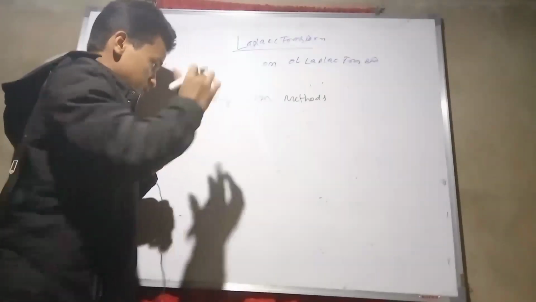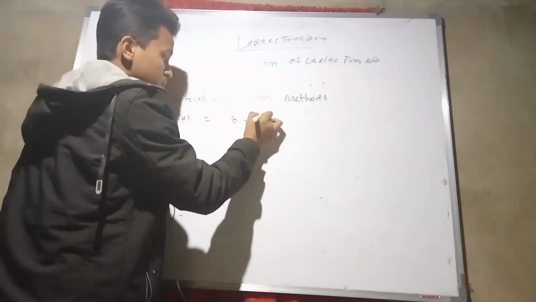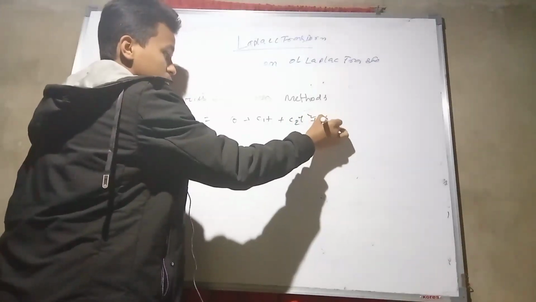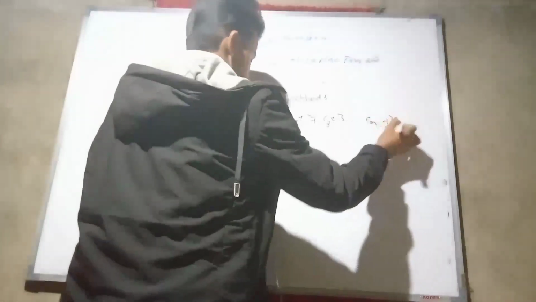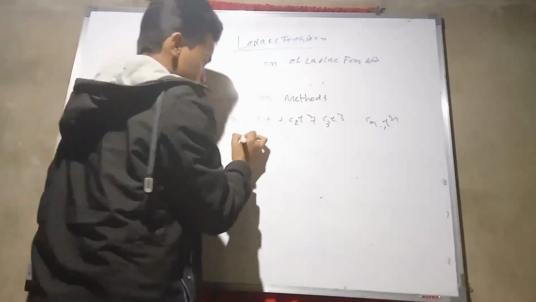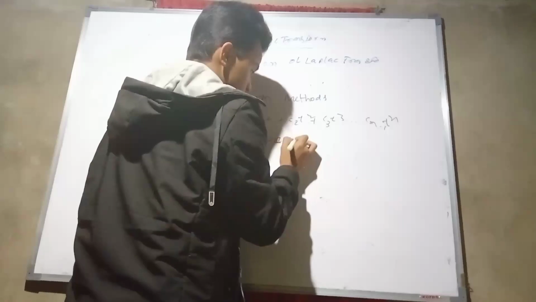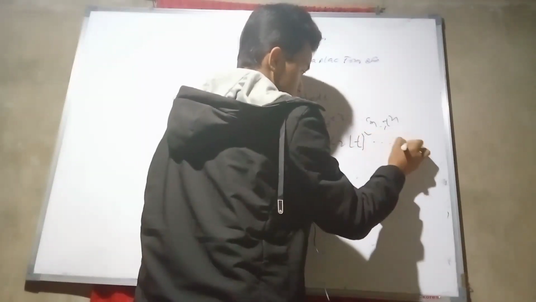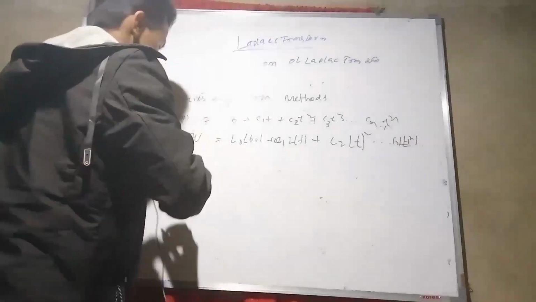Here is an example. If f(t) is a function, we can expand it as c0 plus c1 t plus c2 t square plus c3 t cube, up to cn t to the power n. So the Laplace transform of f(t) will be the Laplace transform of c0 plus c1 times the Laplace transform of t plus c2 times the Laplace transform of t square, and so on up to cn times the Laplace transform of t to the power n. This is our main concept. So let's find the Laplace transform.